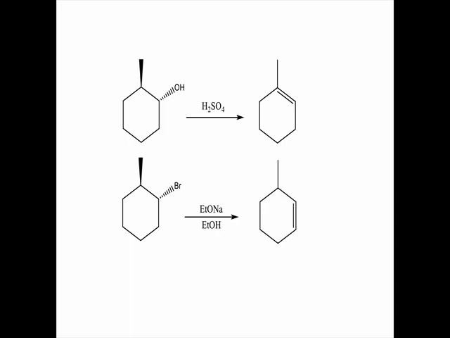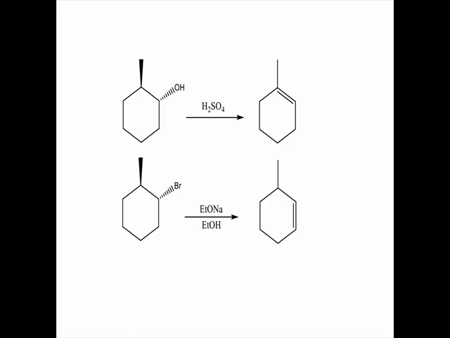So that's obviously an E1 mechanism. We go through a carbocation, right? The bottom one, wait a second. Now I'm using sodium ethoxide, which is a base, and I'm in ethanol, right? So I no longer have acidic conditions, I have basic conditions. So what kind of mechanism do you think this is going to be? This is going to be an E2 mechanism.